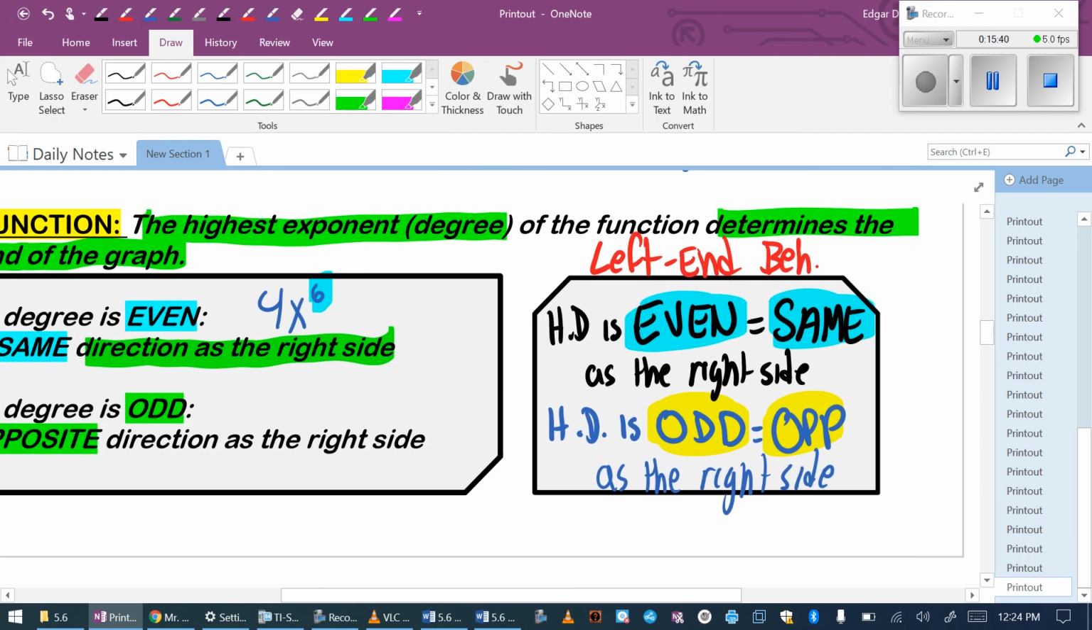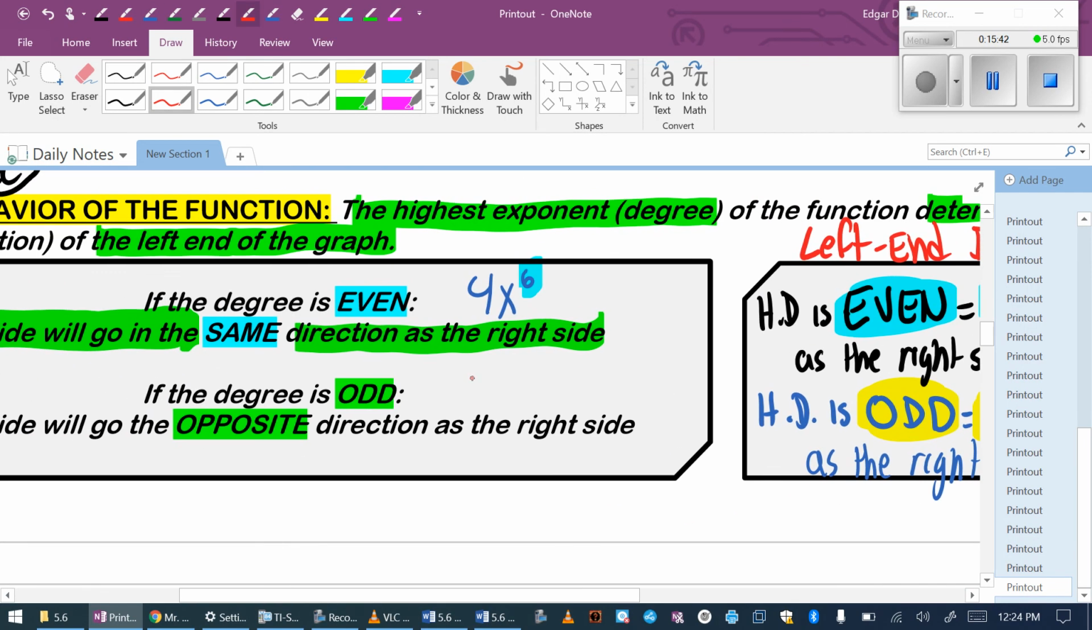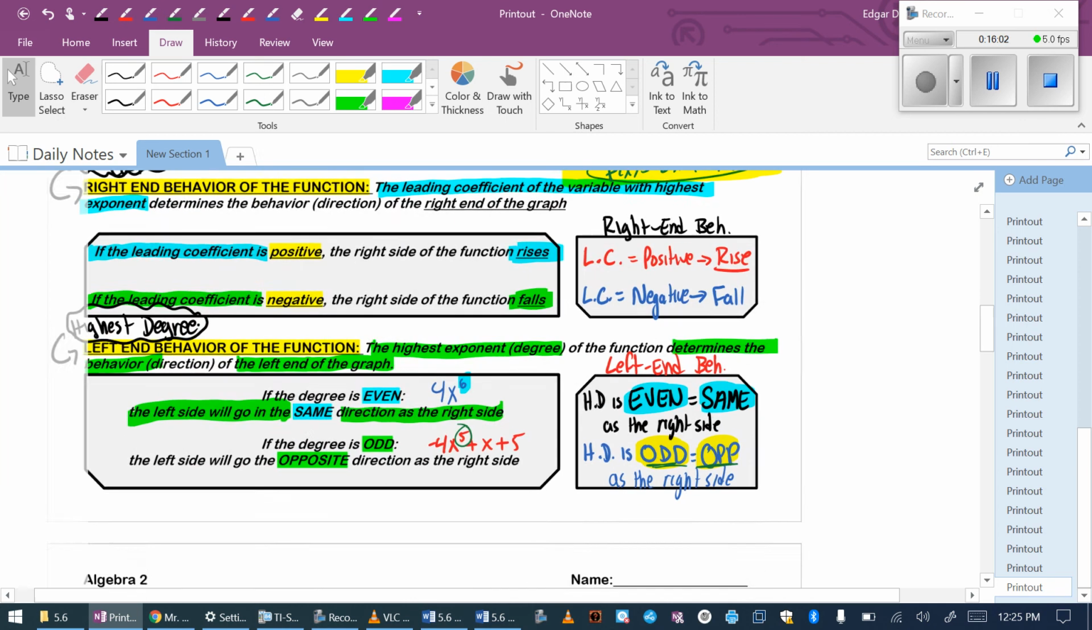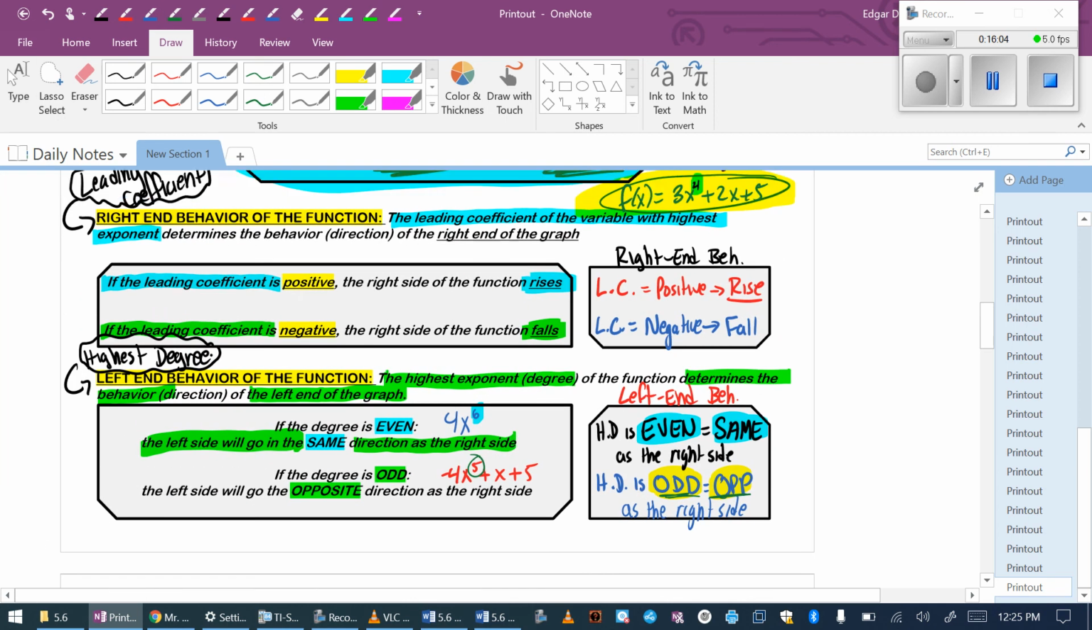So quick example, let's say I have a highest degree of, I don't know, negative 4x to the fifth. Let me just write a few more things here. Highest degree here is a 5. Well, the 5 is odd. If the 5 is odd, then I'm going to do the exact opposite of whatever I did on the right hand side, guys.